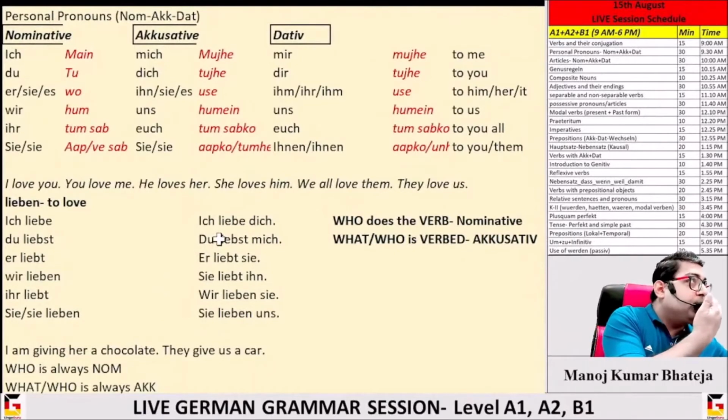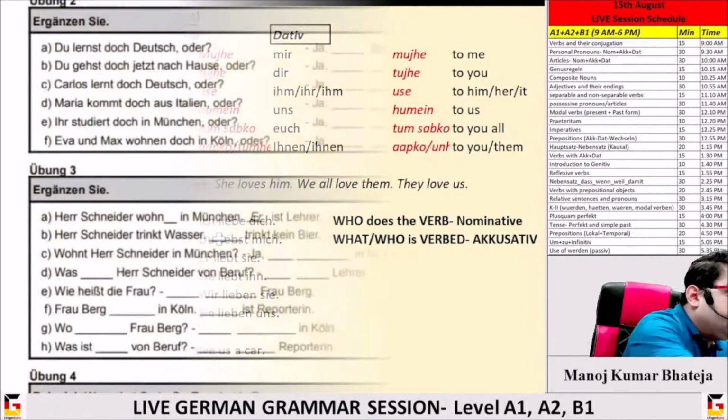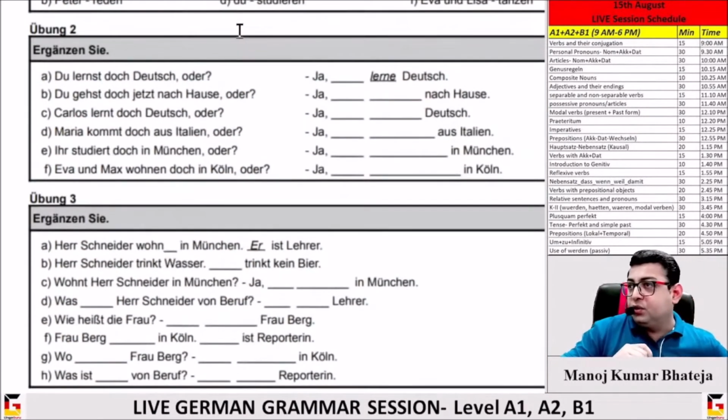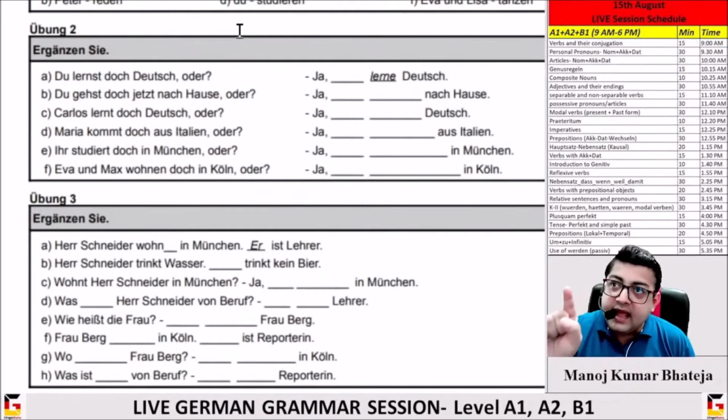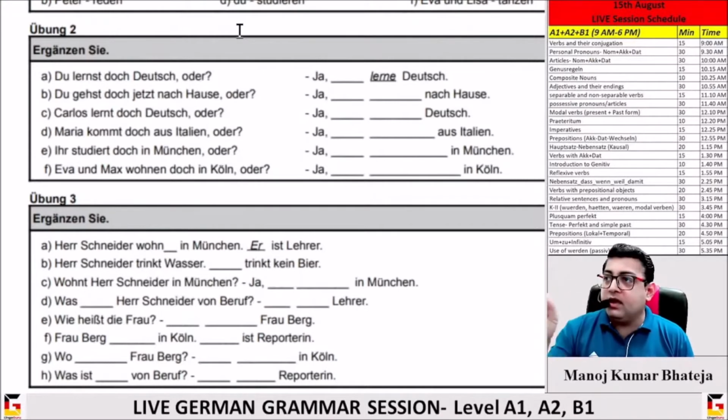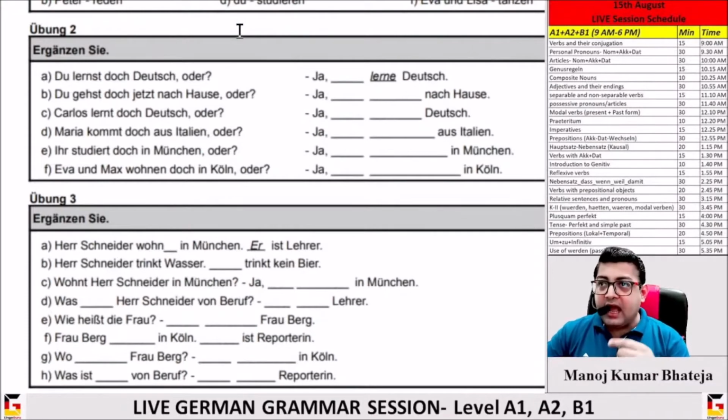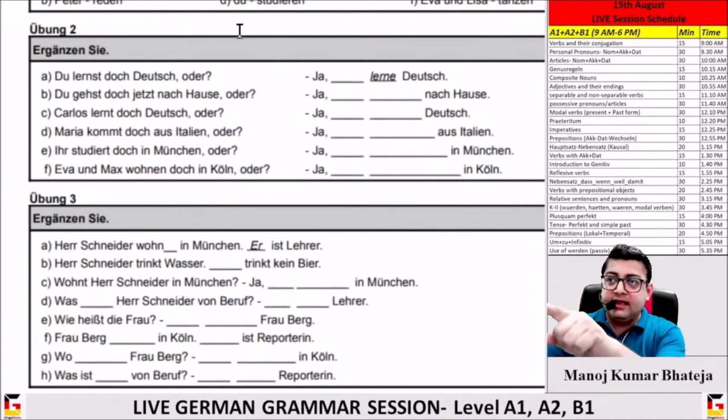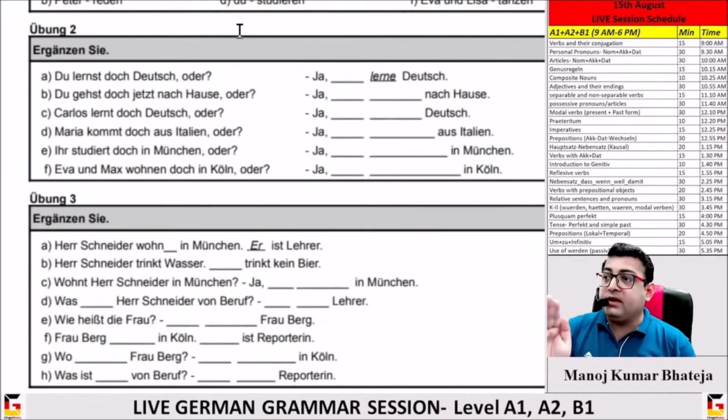Let's try to do a small exercise here. Here we go. Question here is, du lernst Deutsch. Lerne. What pronoun do we use here? Ich, because verb. Question is, are you learning German? How will I answer? I am learning German. Ja, ich lerne. Du gehst doch jetzt nach Hause, oder? Are you going home? How will I answer? Ja, ich. Du, ich, nominative. Ich gehe nach Hause.